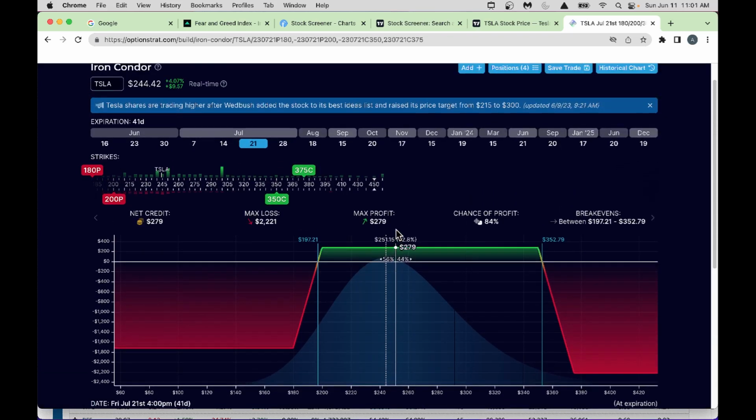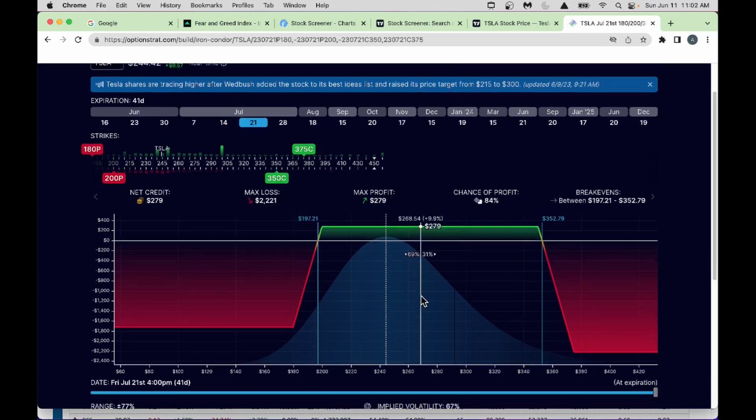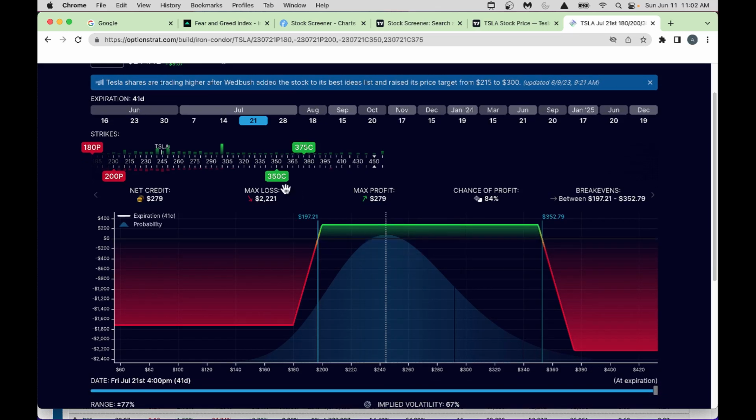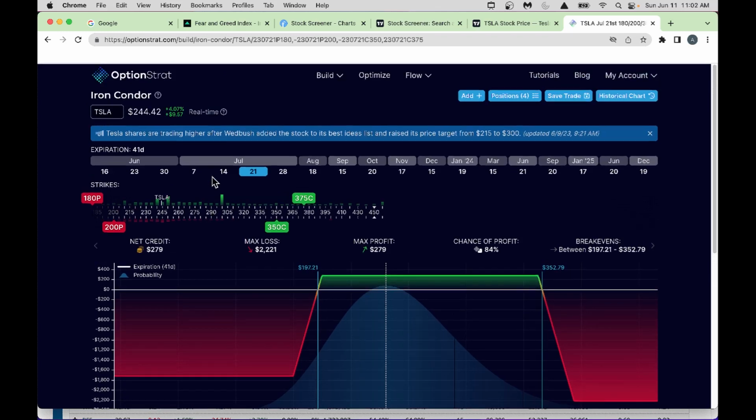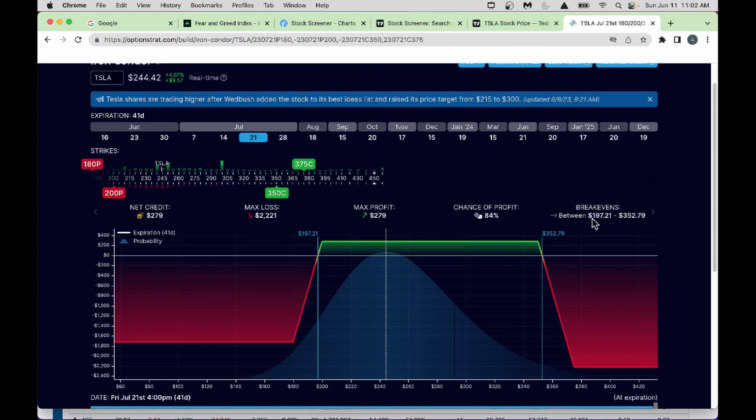If you don't have Thinkorswim, or if you are not familiar with the Thinkorswim Analyze Trade tab, OptionStrat is a great tool. I love this tool. It's a great one. You could just look at this and look, there's a chance of profit, which is 84%. There is a slight difference between Thinkorswim and OptionStrat because of the different algorithms, but it's a high chance of profit as long as Tesla stays between 197 on the lower side, as you can see here, and on the higher side, 352, which is right here.